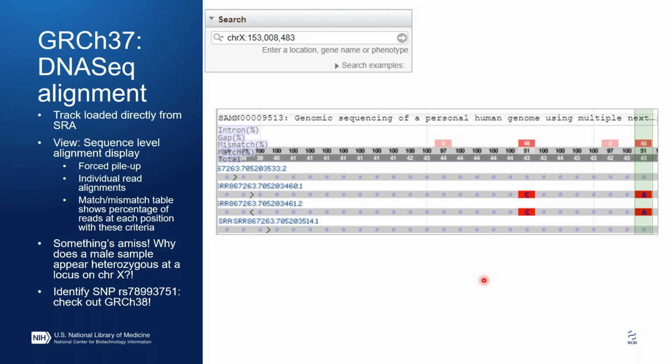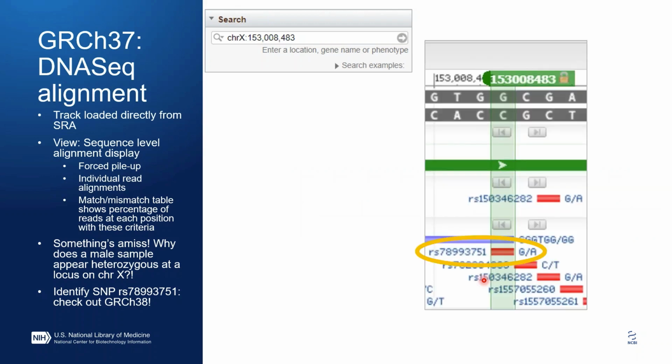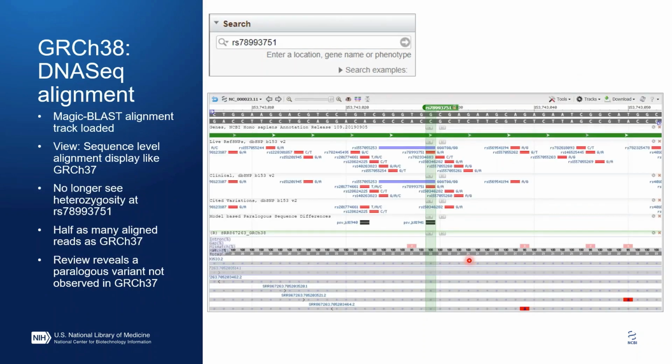So my collaborator told me that the authors of the publication thought that maybe there was some mismapping going on at this location in 37. So I want to check this out in the newer version of the genome, build 38. Looking up at my SNP track that was in my display, I discover that there is a SNP at this location, so I can get my SNP ID right here. I can then update my GDB display to go to GRCh38, and I can search for this SNP location.